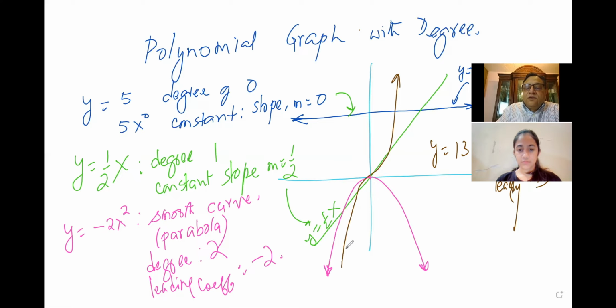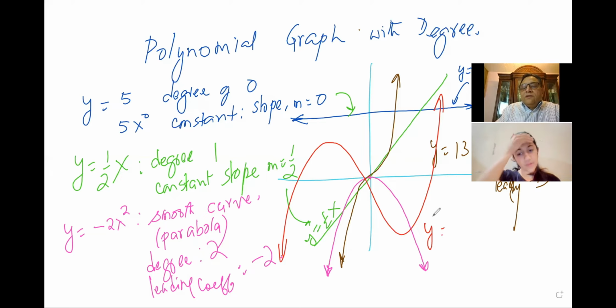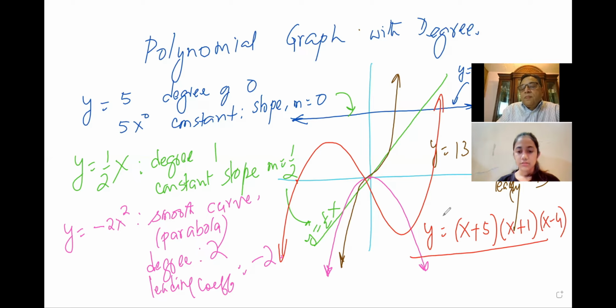They are not to scale. Do you understand like this? Yes. So all the polynomials will have different kinds of graphs, and I could have some smooth curve like this also, which could be written in a different form, and we could have this as x plus 5 times x plus 1 times x minus 4. Do you see that?